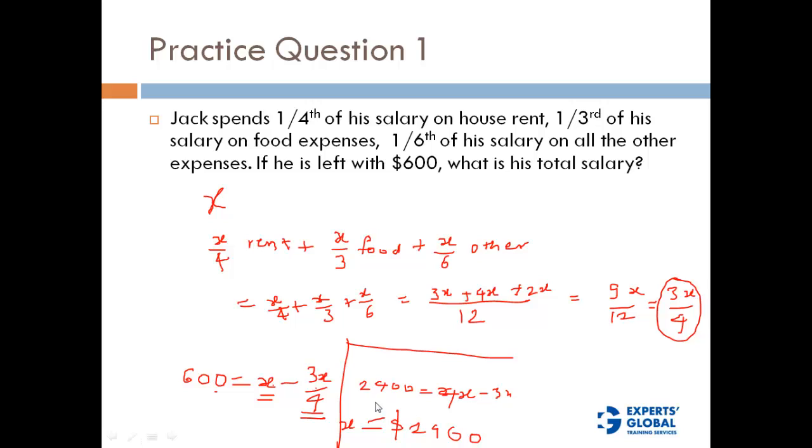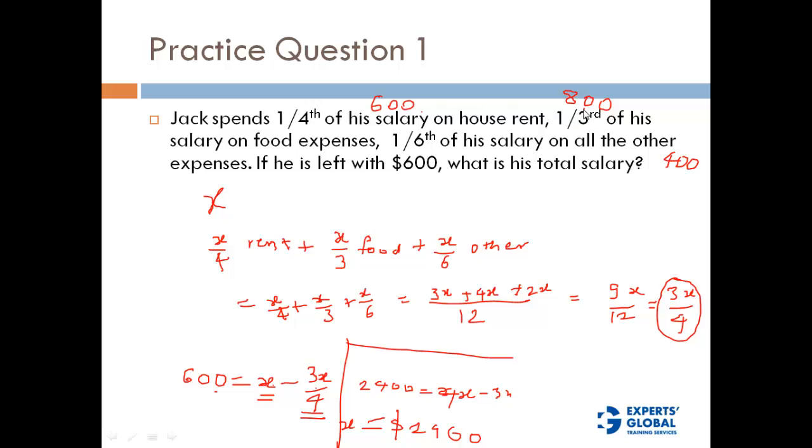Okay, let's verify this. If his salary is 2400, what will be his house rent? Rent will be 1/4, which is $600, right? 1/3 of his salary on food expenses, so food expenses will be 1/3 of 2400, which is 800. 1/6 of his salary on all other expenses, so 1/6 means $400, right?